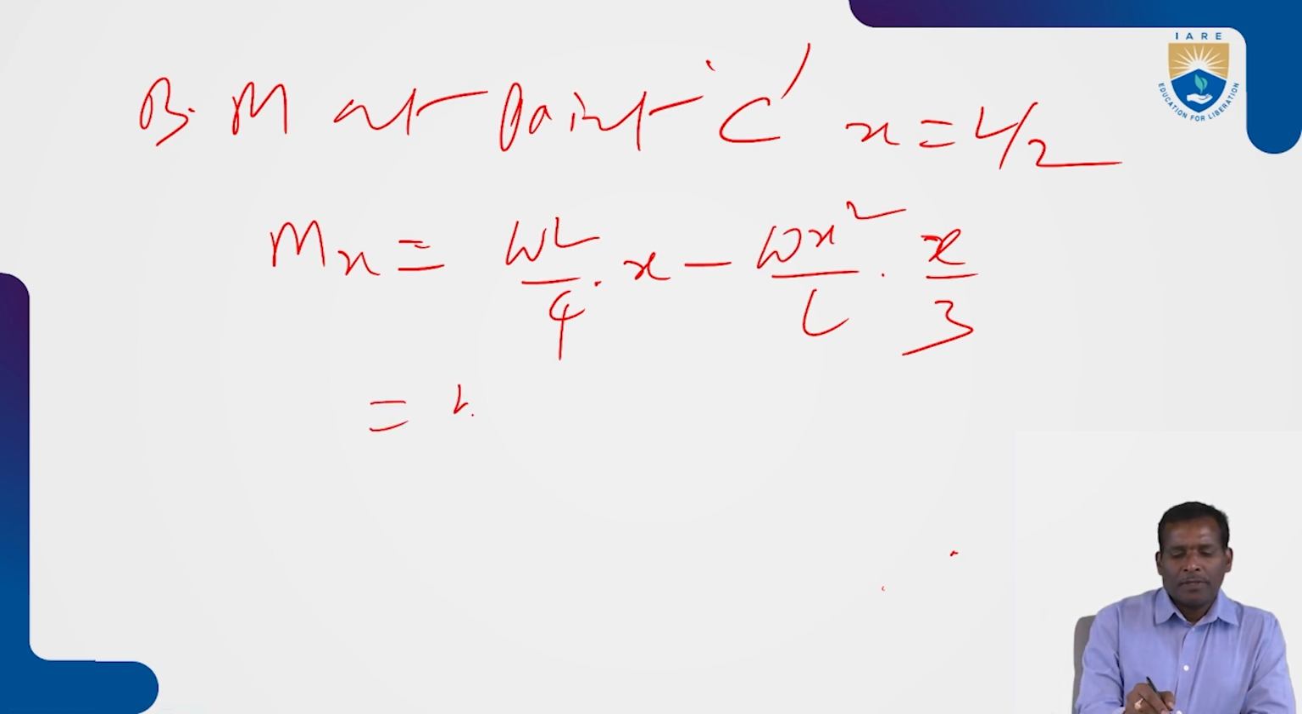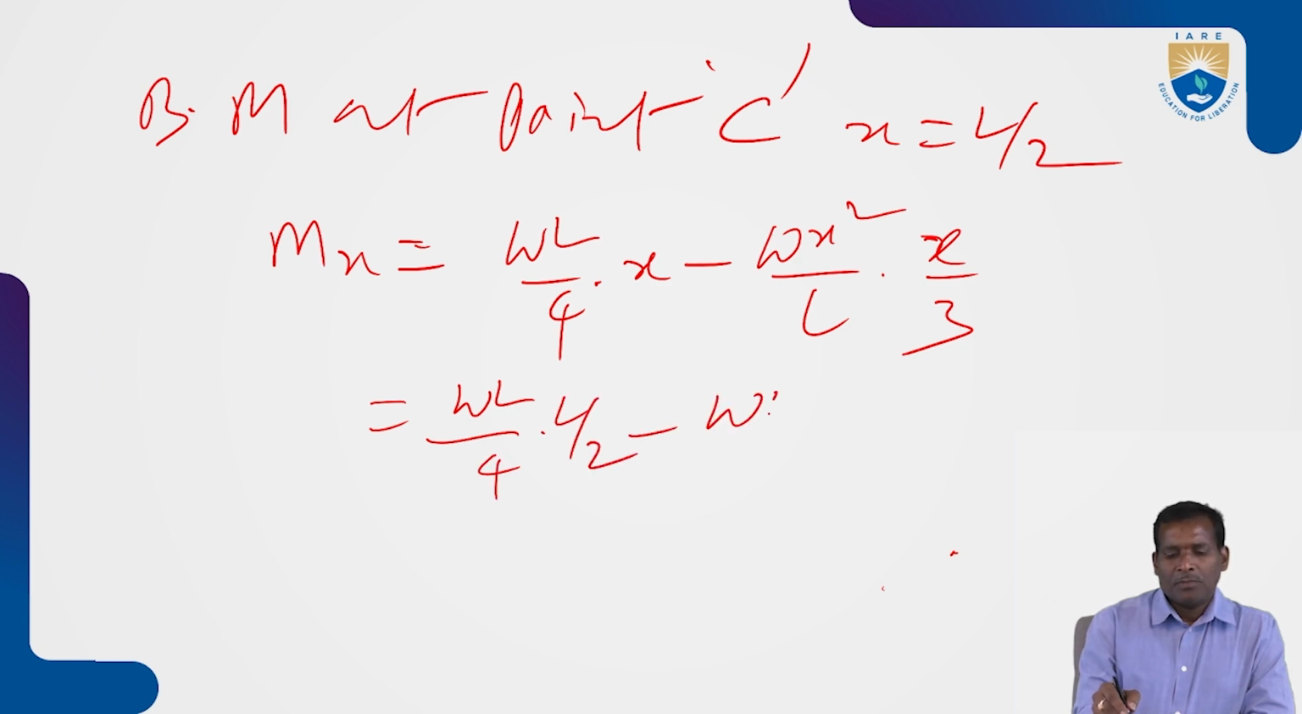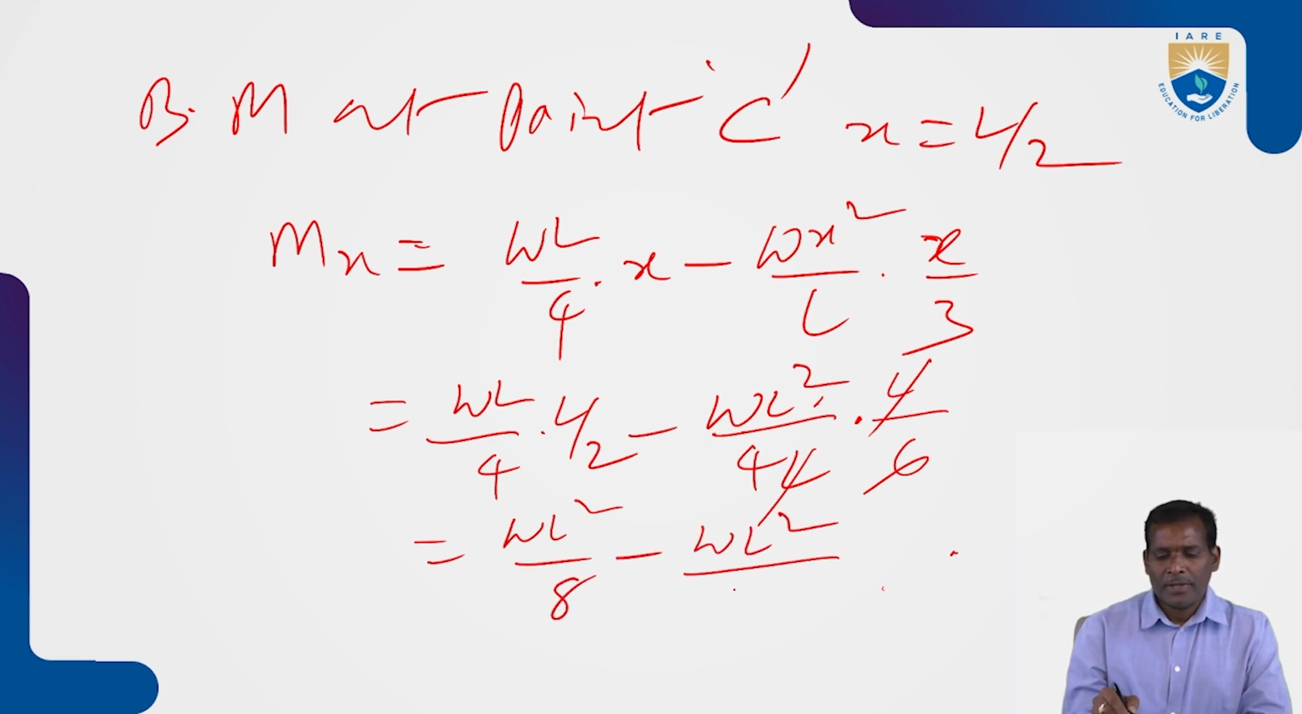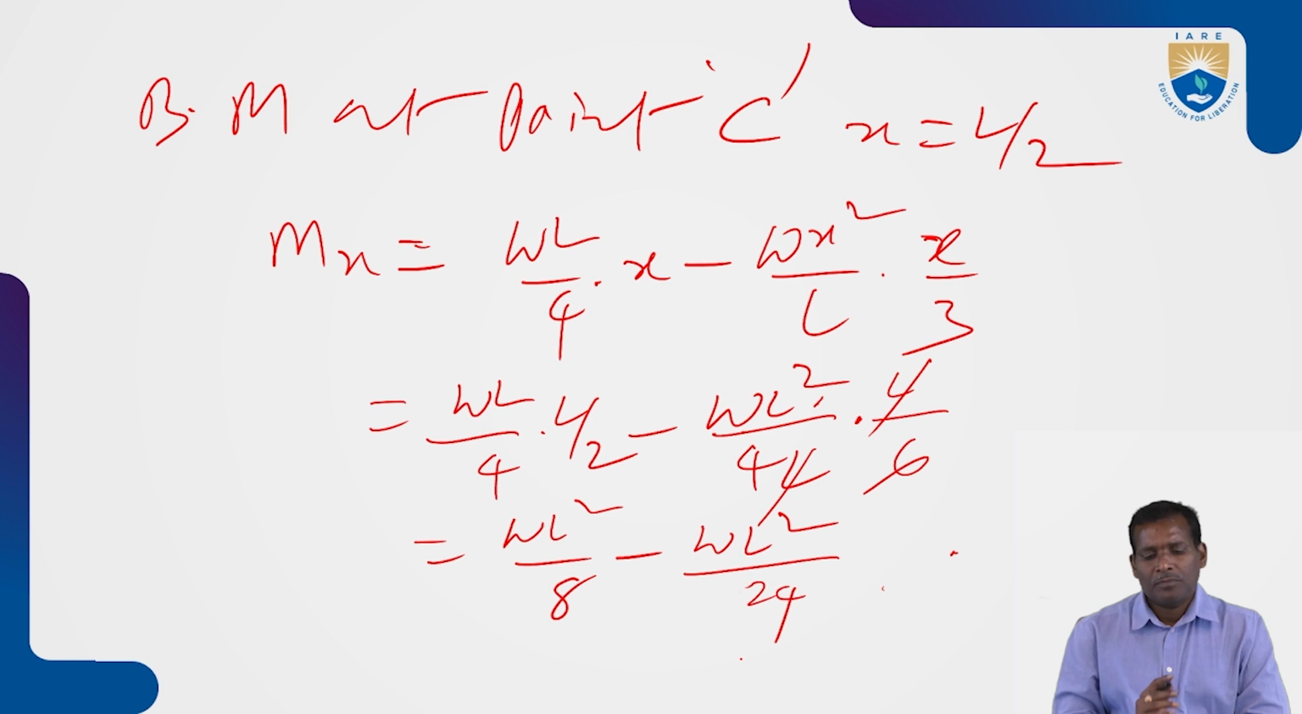So x is equal to L by 2 minus WL square by 4L into L by 6. L and L get cancelled. So here we get WL square by 8 minus WL square by 24.